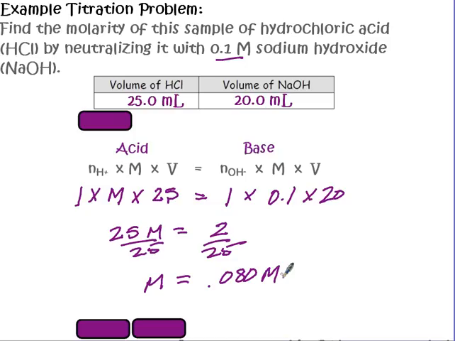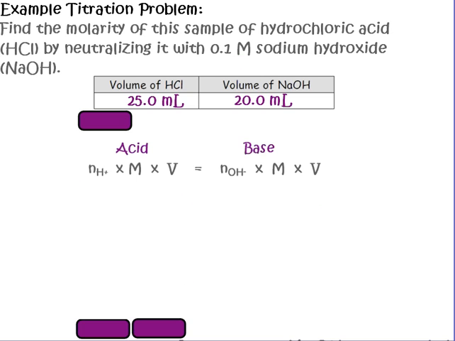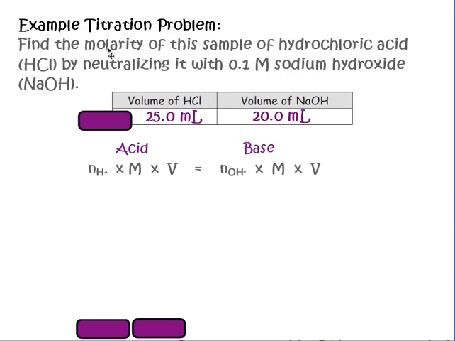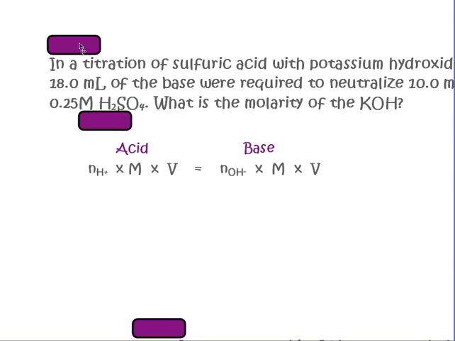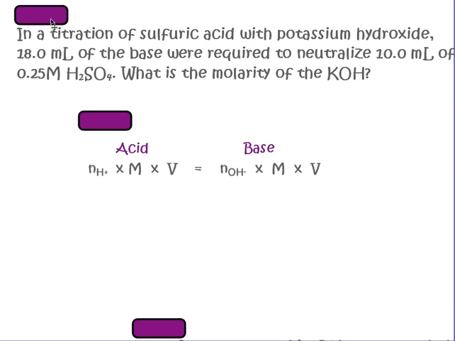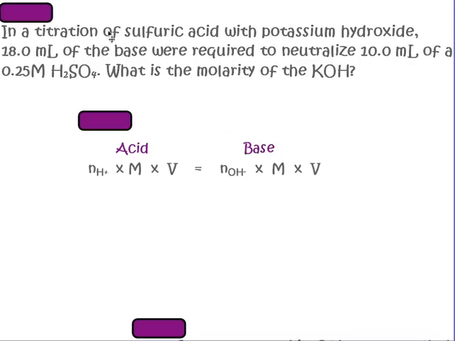All right, well that was pretty simple. But what if we have something that has a little more complexity to it here? So I'm going to pull this example out of our way and put another one up for us. Here it says, in a titration of sulfuric acid with potassium hydroxide, 18 milliliters of a base were required to neutralize 10 milliliters of a 0.25 molar sulfuric acid solution. What's the molarity of the potassium hydroxide?